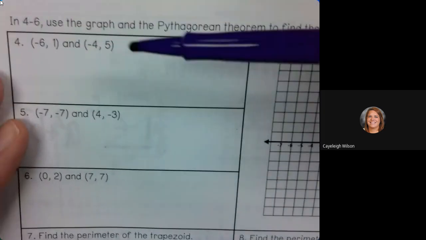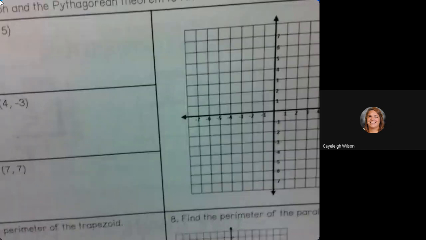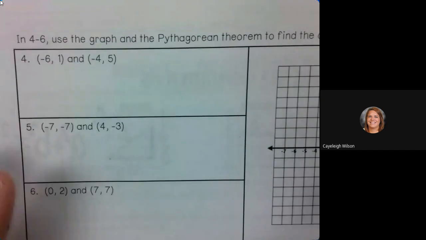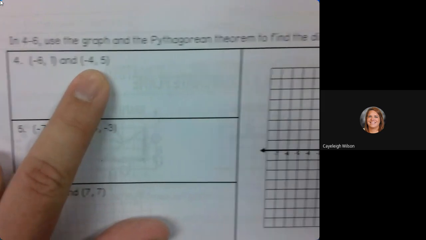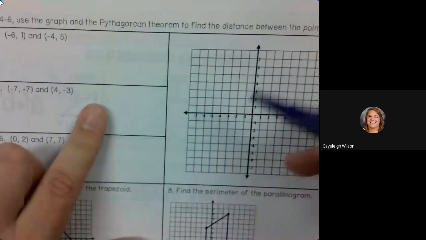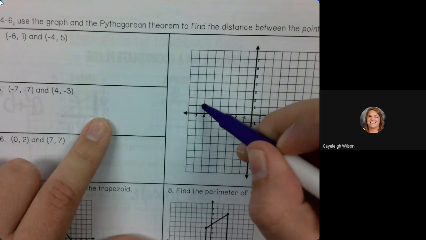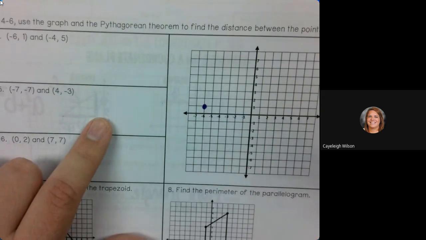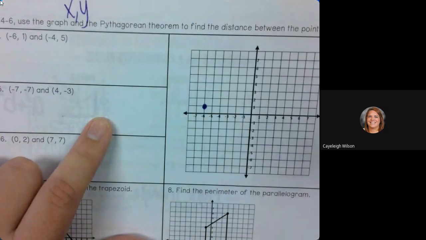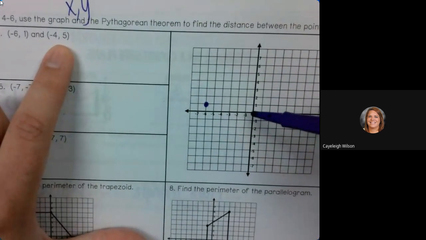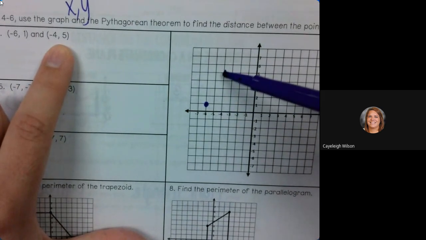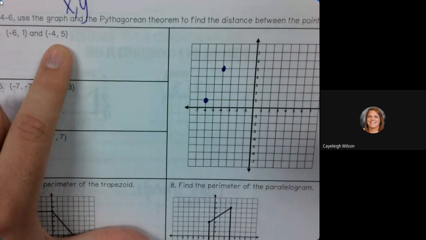Sorry. All right, so 4 through 6 here. So it says use the graph and the Pythagorean theorem to find the distance between each of the points. Okay, so I'm going to zoom it out here for a second. So on number 4, they give me these two ordered pairs. So I'm going to go over here and plot them. So -6, 1. So I'm going to go -6. So 1, 2, 3, 4, 5, 6, +1. So that's -6, 1. Because remember, ordered pairs are x comma y. And then -4, 5. So I'm going to go left, 1, 2, 3, 4, -4, and then up 1, 2, 3, 4, 5. All right, and I'm supposed to be finding the distance between these 2 points.